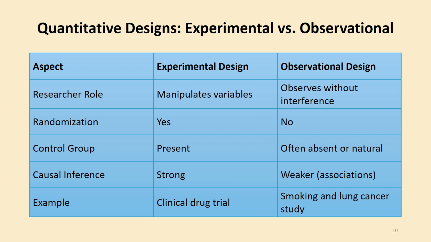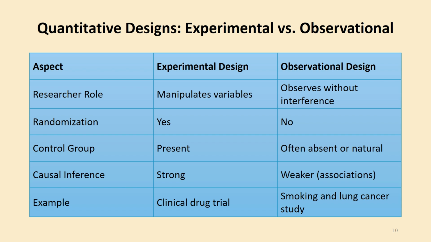Now, let us have a short comparison between experimental and observational designs in the form of a table. You can see here on the screen. We will compare these two designs on researcher role, randomization, control group, causal inference and example. So, let us see experimental design first. In experimental design, the researcher's role is to manipulate variables. Randomization: yes. In experimental design, we do have randomization.